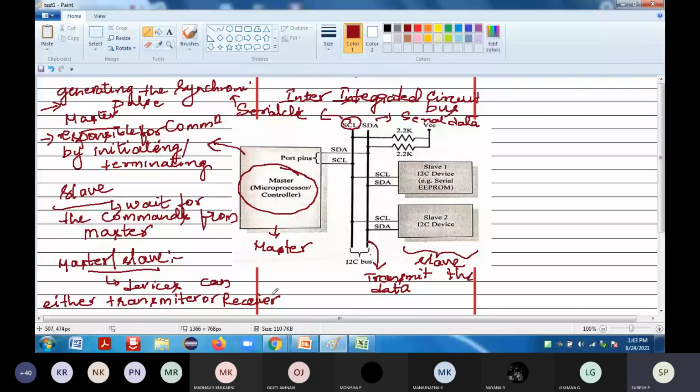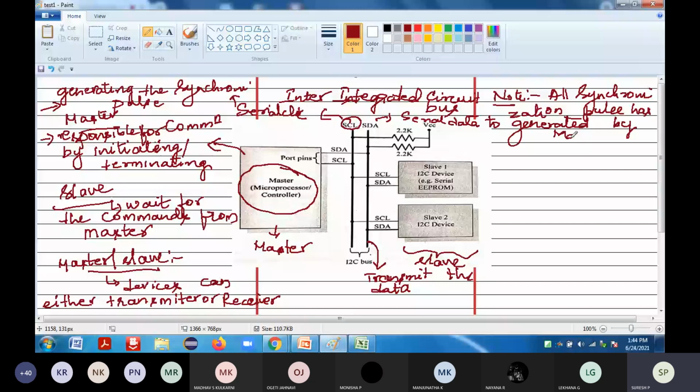So that means what? You have to make a note here that always the synchronization pulse has to be generated by which device? Master or slave? It has to be generated by the master. Always it has to be master only. So only the master has to be initiating this.